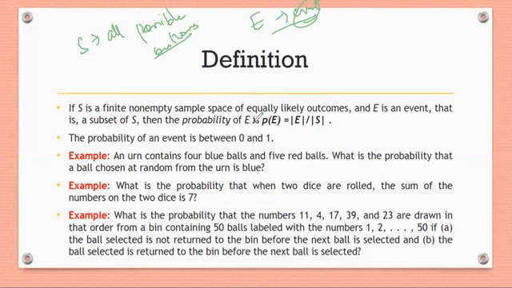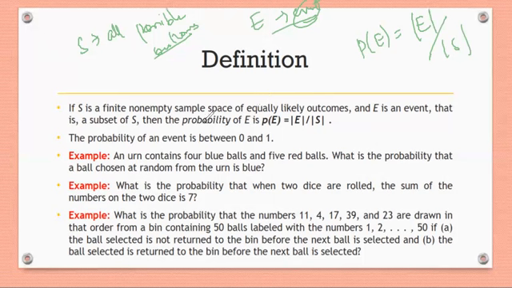Then the probability of E, whether this event happens or not, is given as P(E) equals the number of times E may occur divided by the total number of outcomes. The probability of an event is between 0 and 1 only. So the probability of an event will always be between 0 and 1. It will be some decimal value, or if the probability is high, that means it will be 1.